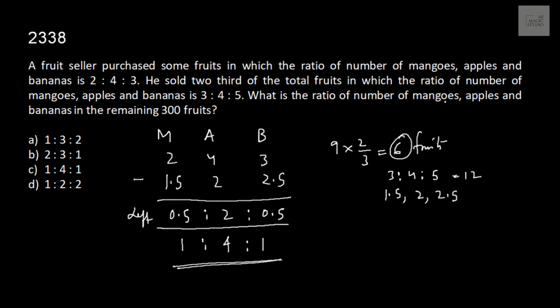What is the number of mangoes, apples and bananas in the remaining fruits? The total remaining, 300, hardly matters now. It's 1 is to 4 is to 1. We can play only with ratios here. That is option C.